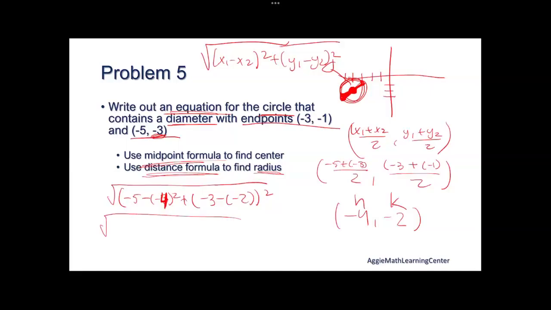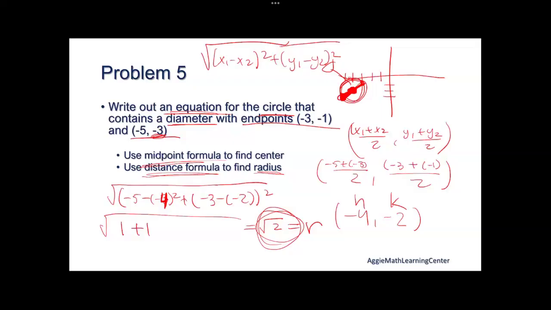So -5 minus -4 is going to be -5 plus 4, which is -1 squared. So we have 1 plus -3 minus -2. That is going to be -3 minus -2, -3 plus 2, which is going to be -1. -1 squared is 1. So we have 1 plus 1, which is equal to the square root of 2. So that's going to be our radius. Okay, distance between the center point and one of the endpoints, that's the radius.